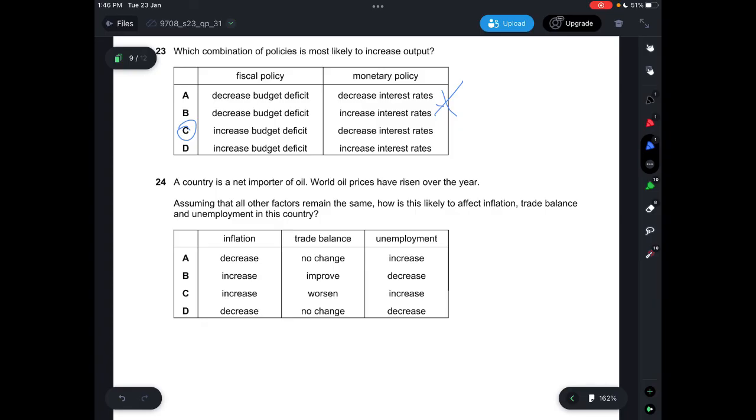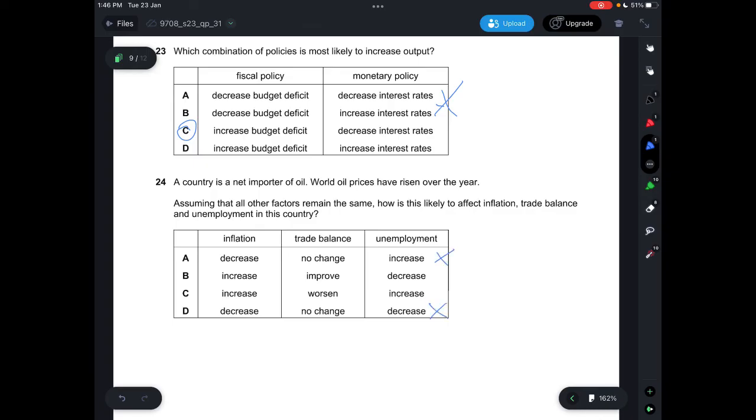24, a country is a net importer of oil. World oil prices have risen over the year. Assuming that all other factors remain the same, how is this likely to affect inflation, trade balance, and unemployment in the country? So a country is a net importer of oil and world oil prices have increased. Your inflation would also have to increase because of the increase in the price level. Therefore, A and D are incorrect.